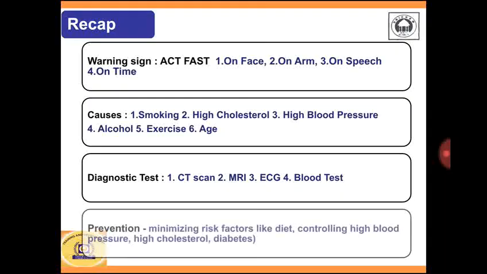Prevention also includes minimizing all the risk factors like maintaining a healthy weight, reducing alcohol intake, even cutting down smoking, and the patient should also consider minimizing risk factors like diet, controlling high blood pressure and high cholesterol, and moreover diabetes by regular medication and lifestyle modification.